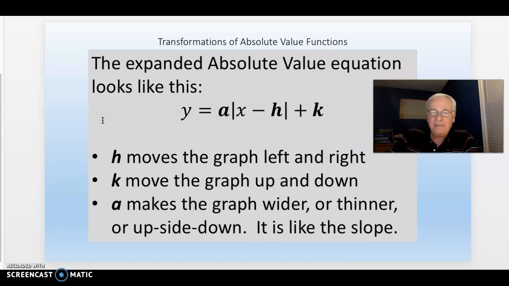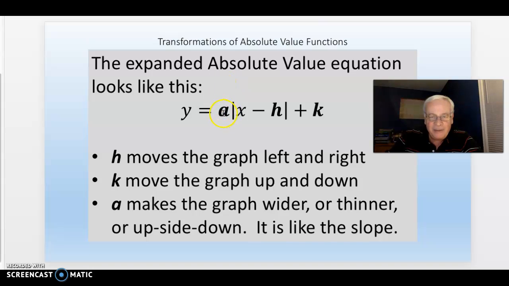Okay, so when we expand the absolute value equation, it looks like this. And you're going to need to know this. This is maybe the first time you've seen it, and we're going to work with this a while. It's okay if you don't understand it right away. I just want to explain to you what each of these does. Remember, the parent function just said y equals the absolute value of x. Well, we've done a couple things. First, inside the absolute value sign, we put this -h in there. And outside the absolute value, we added a k.